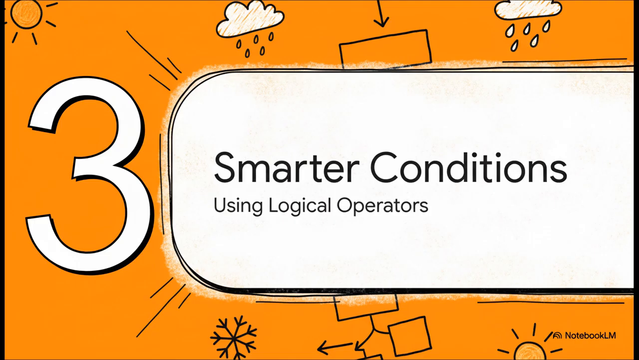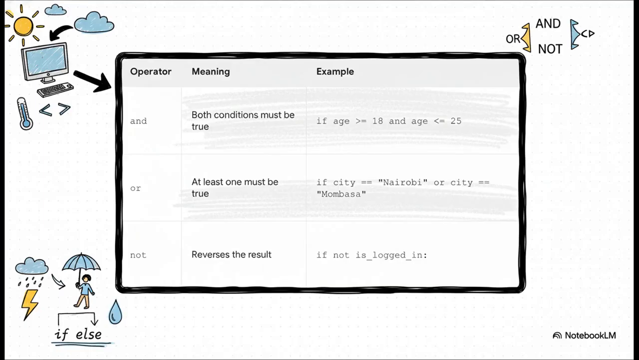Now, let's level up and make our conditions even smarter. We can actually teach our program to check more than one thing at the exact same time using something called logical operators. These three little words, and, or, and not, are like superpowers for our code. With and, we can check if a person is both an adult and under 25. With or, we can check if a delivery is going to either Nairobi or Mombasa. And not just flips the condition on its head, letting us check if a user is, say, not logged in. This is how we start building some really complex and realistic logic.